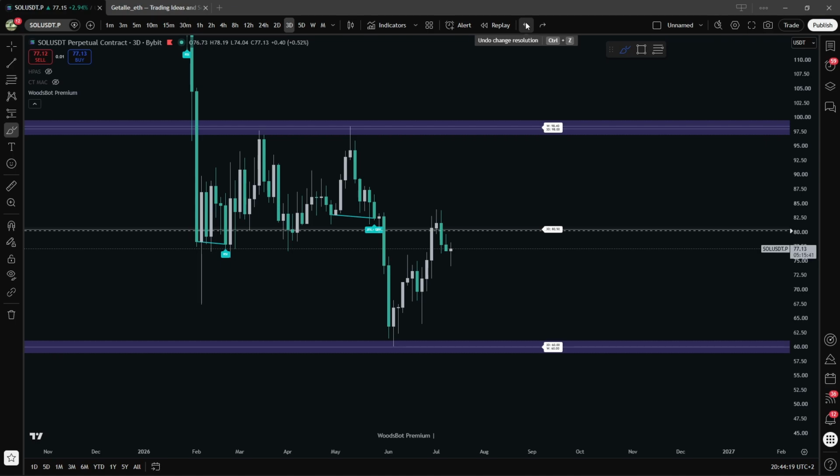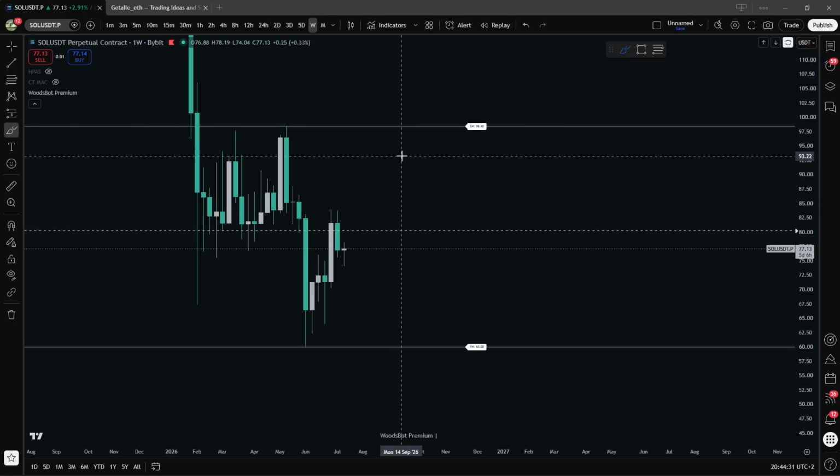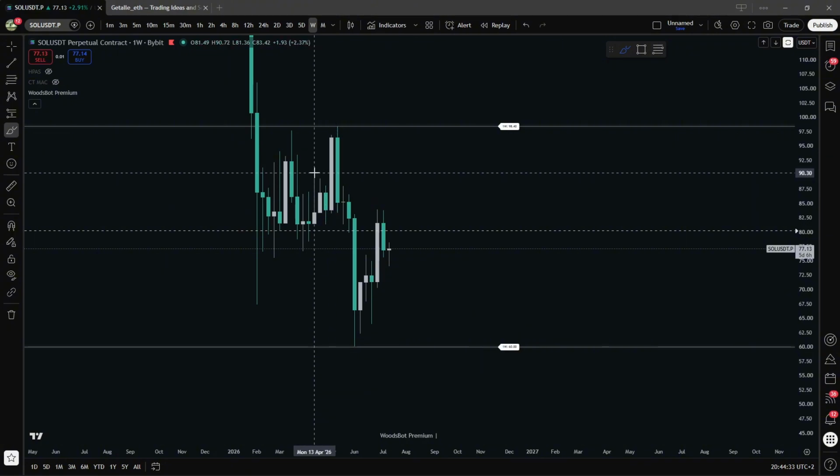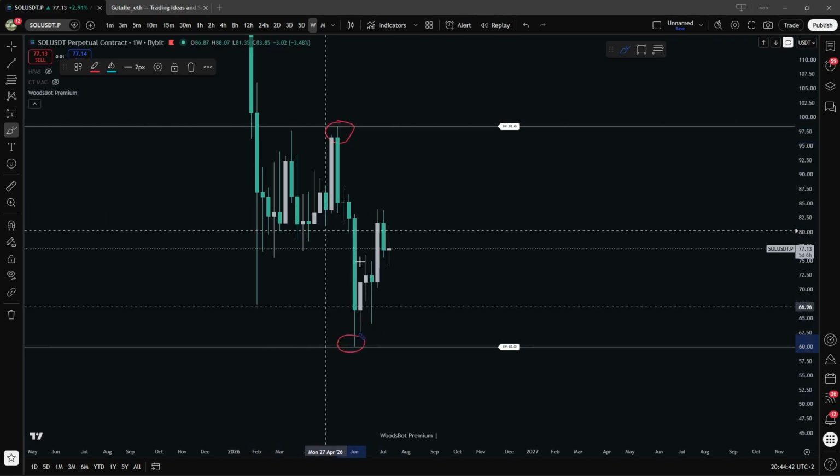You can use Fibonacci retracement in a pretty simple fashion. All you need is to be able to identify swing lows and swing highs. If we go to the weekly time frame, we are on the Solana weekly chart right now. We can see we have a swing high right here, and a swing low right there, and then another swing high right there.